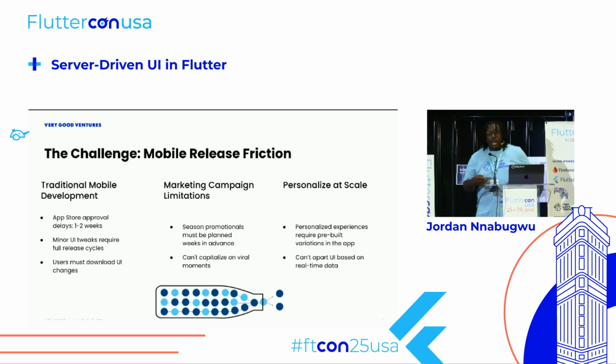So the reason why I bring up this challenge is, us being in the mobile space, we understand the challenge of mobile release friction, that it's a bottleneck. The app store approval process takes 1 to 2 weeks at the most, and at the very easiest, 5 days. And this can even happen for just small UI tweaks.